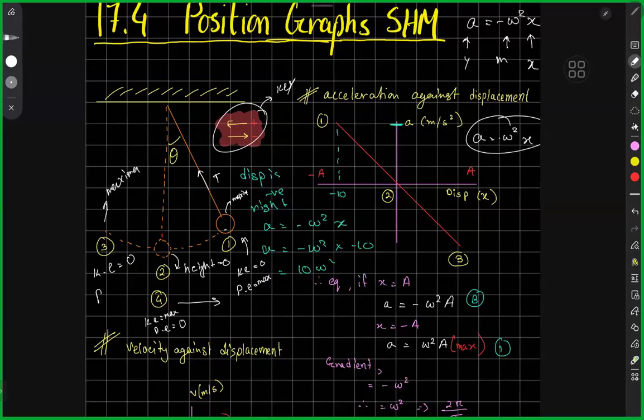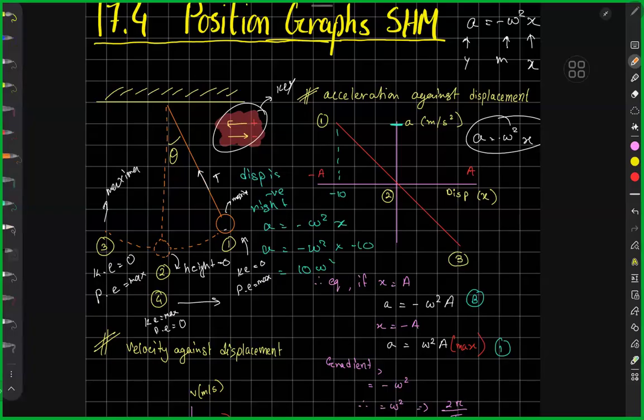Hence, K is 0, potential energy is what? If you've guessed maximum, correct. Why is it maximum over here? I am just revisiting what we talked about in the last class. So at position 3, my potential energy is max. Why? Because it is at the maximum height above the equilibrium position.